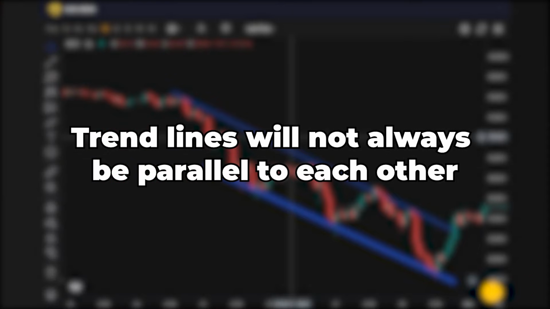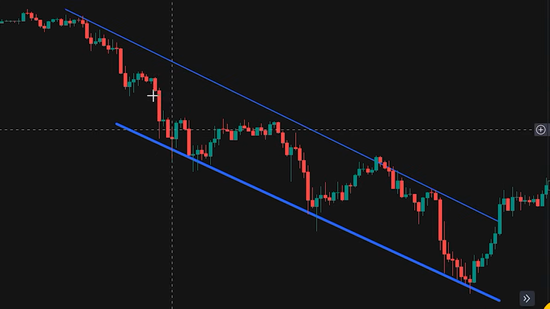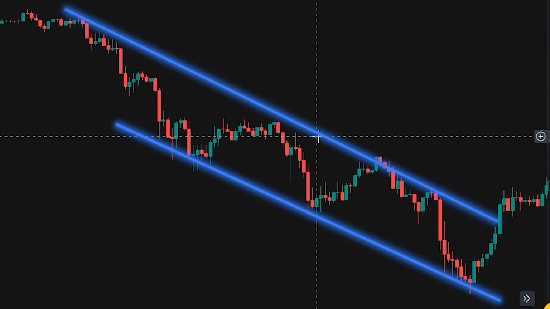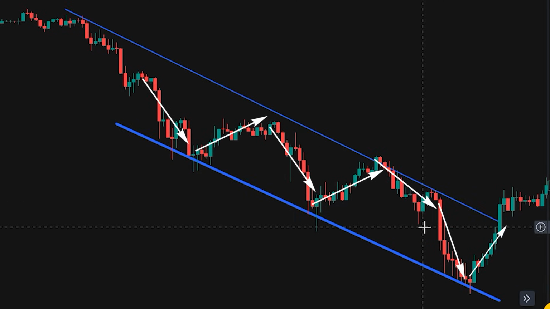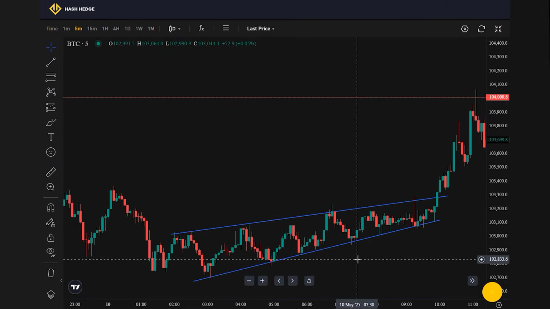The fourth rule of trend lines and trend channels: trend lines will not always be parallel to each other. In this particular case, we have a clear trend. This is called a trend channel when the lines are approximately symmetrical to each other. And within that channel, the trend will move pretty clearly in one direction.